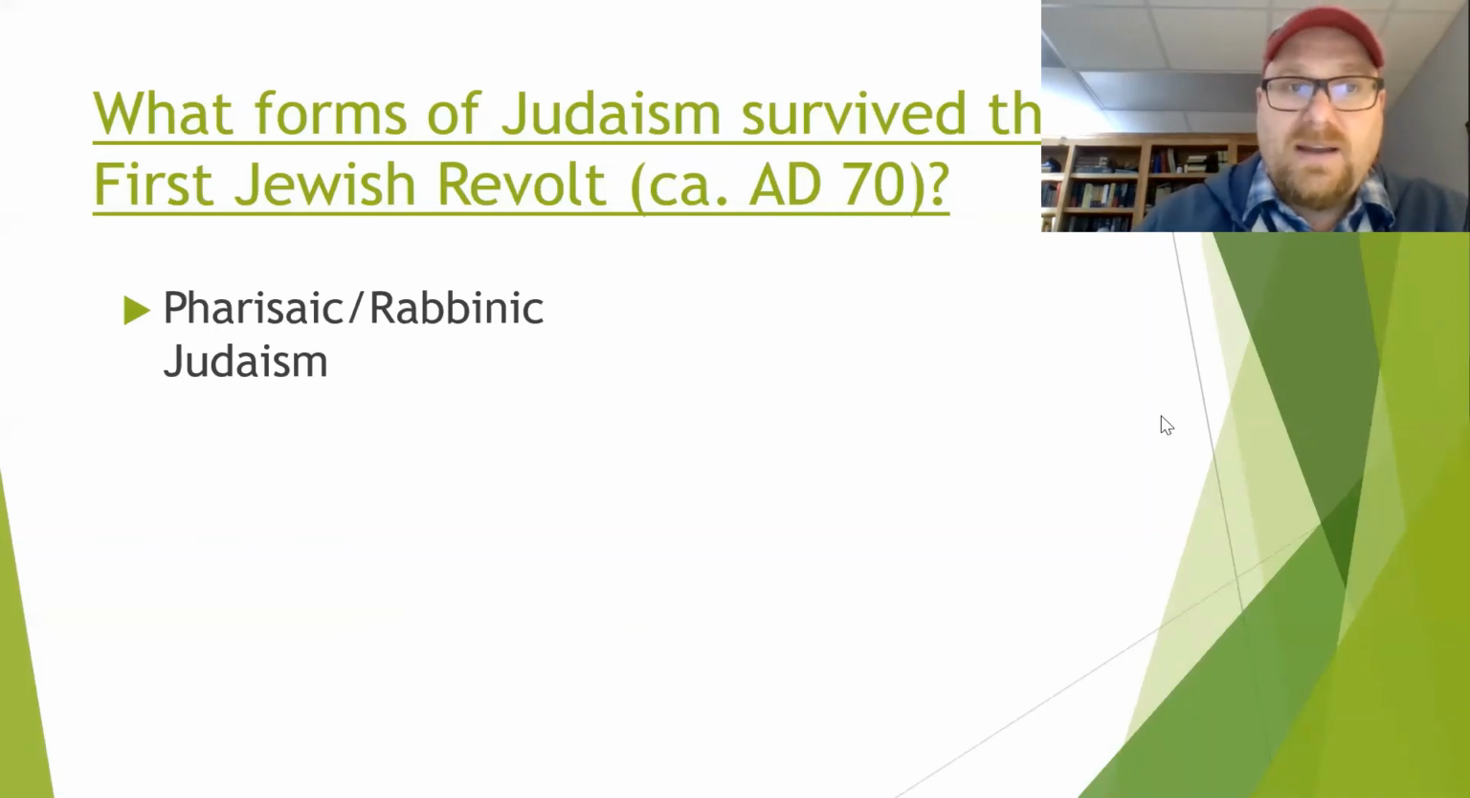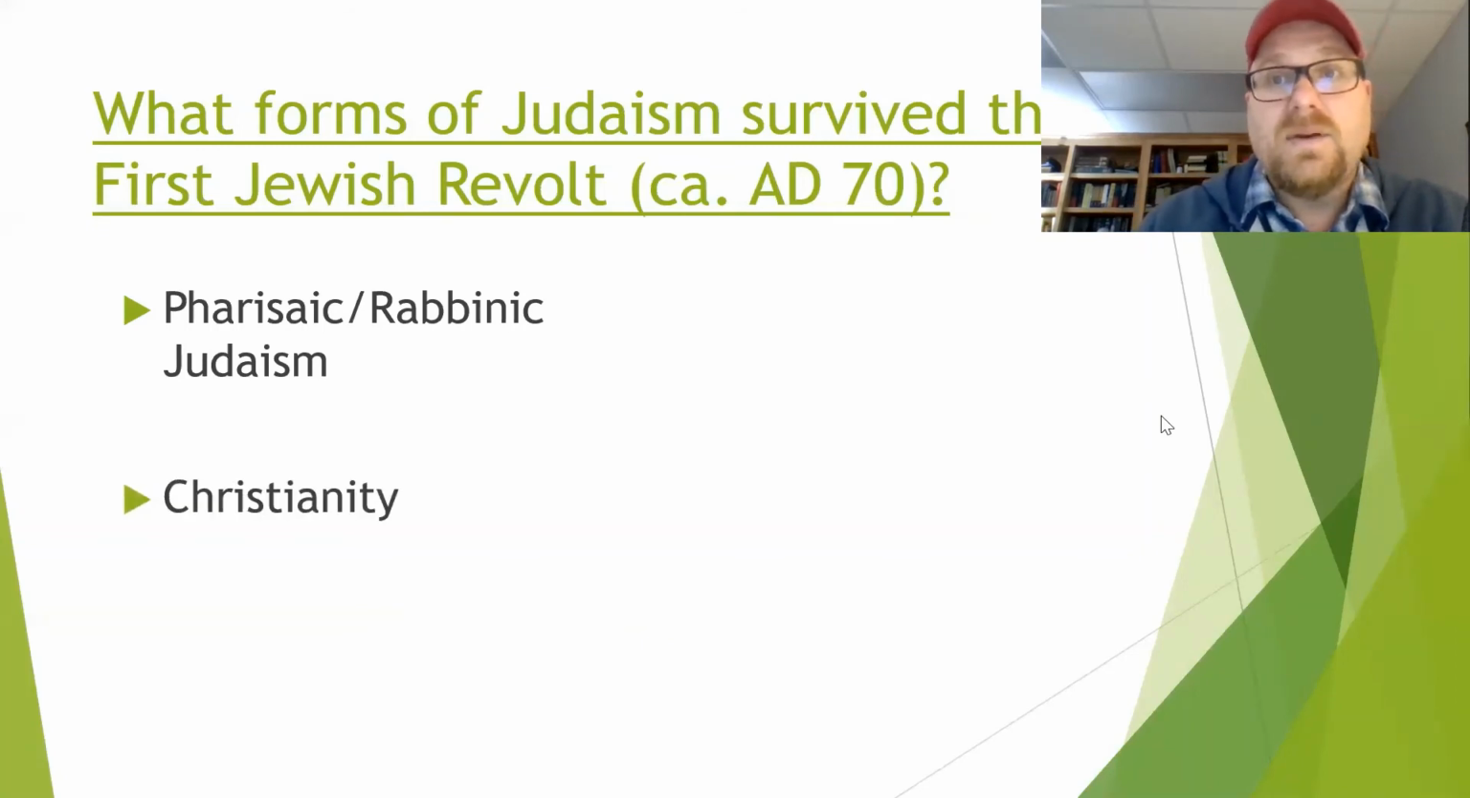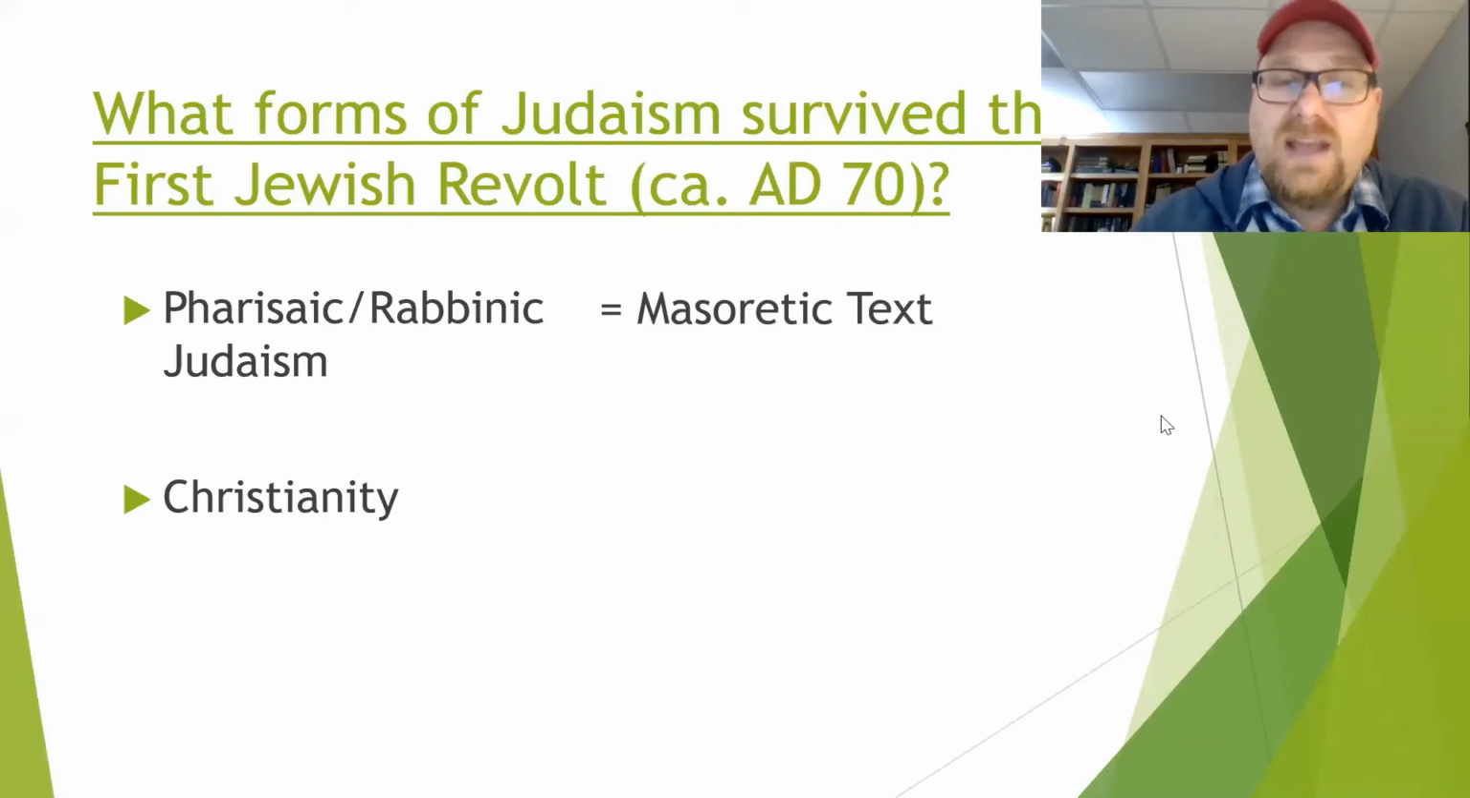So they survived, and the Christians survived. The Essenes, who give us the Dead Sea Scrolls, they did not survive. And so the rabbis, they give us the Masoretic text. And Christianity provides us with the Septuagint.